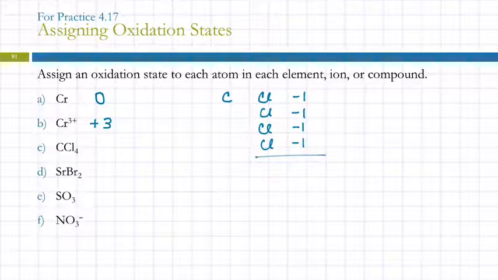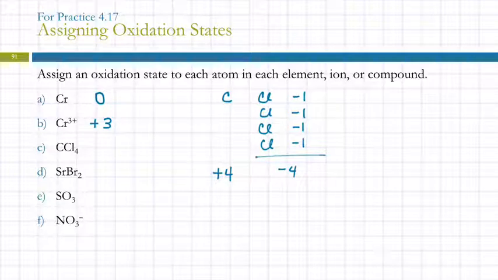So from the chlorines, we have a total of -4 in the oxidation states. That is not a charge, it's an oxidation state, sort of a pretend charge. And then there's 1 carbon over here. This is a neutral molecule, so the oxidation states all have to add up to 0. So what does carbon have to be? +4. So the carbon has to be +4.